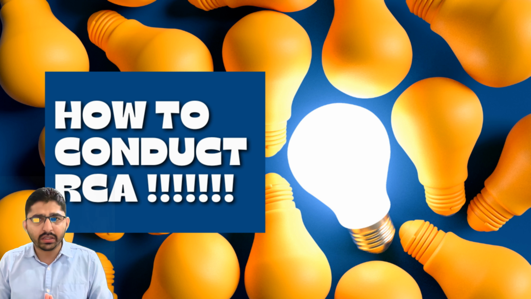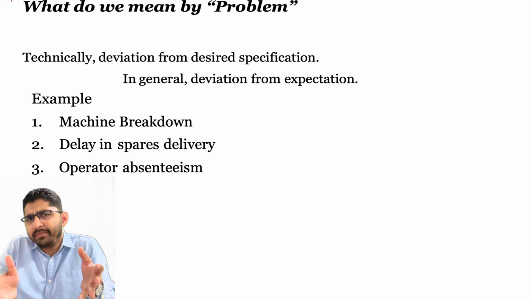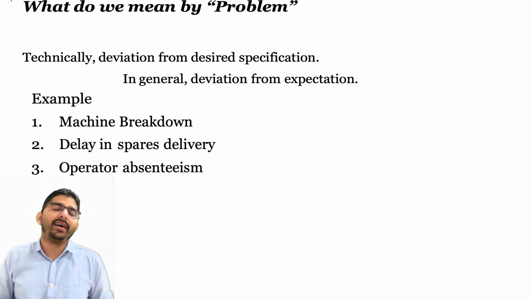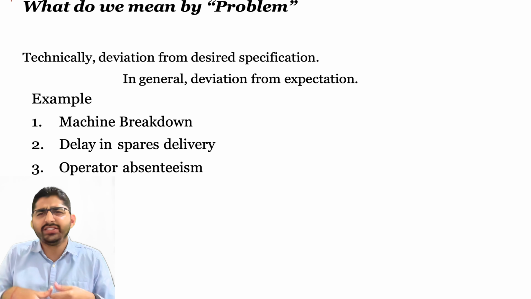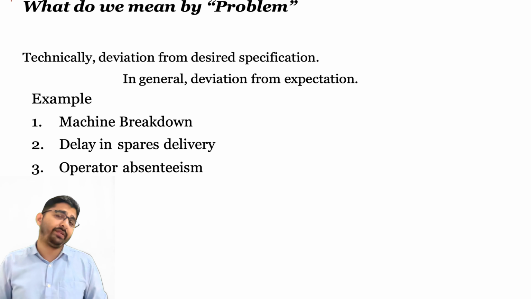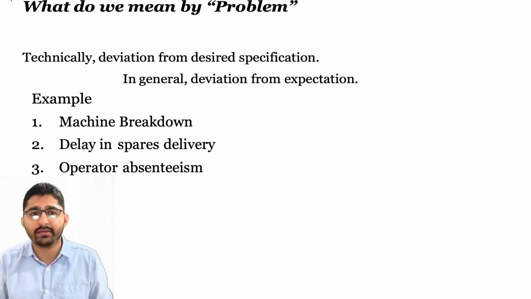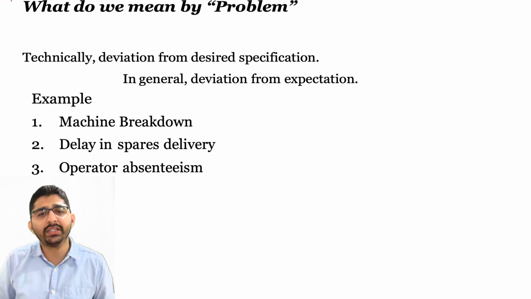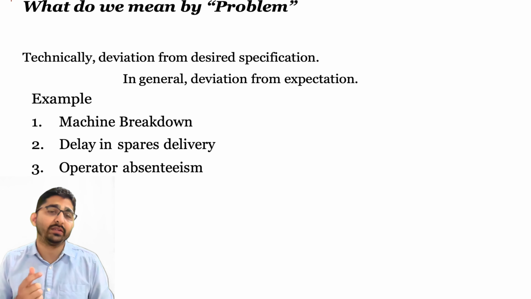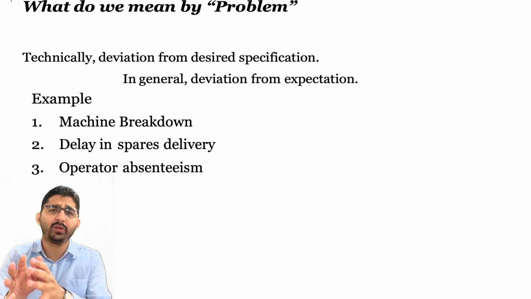Before we talk about the root cause, we first need to understand the meaning of the word problem. What do we mean by problem? Technically, a deviation from a given specification is termed as a problem. Or in general, a deviation from the expectation can be treated as a problem. Such as machine breakdown could be one of the problems in manufacturing. Second, delay in spares delivery could be one of the problems in maintenance. Third, operator absenteeism could be one of the problems. So these are a few examples. I hope you are able to understand the problem.